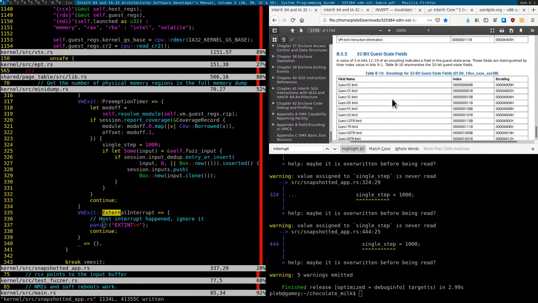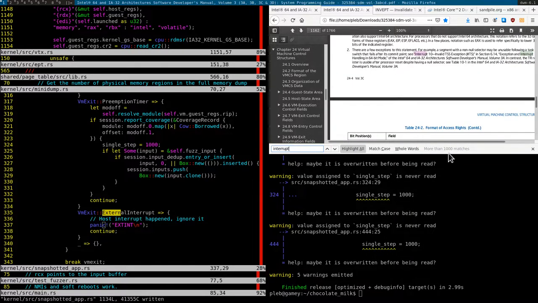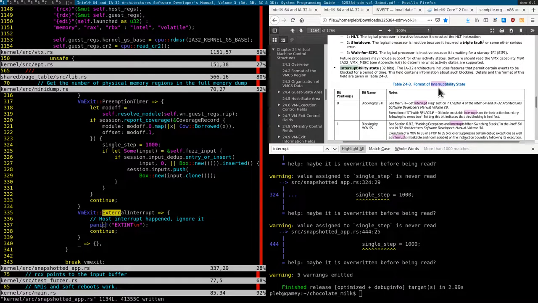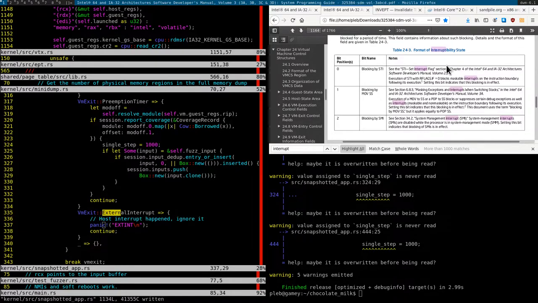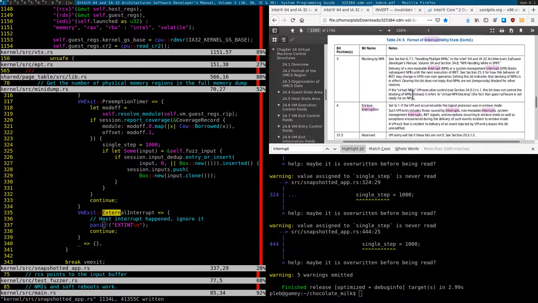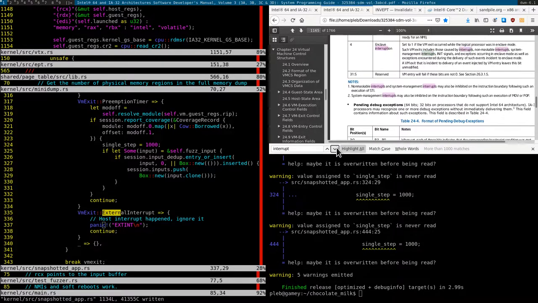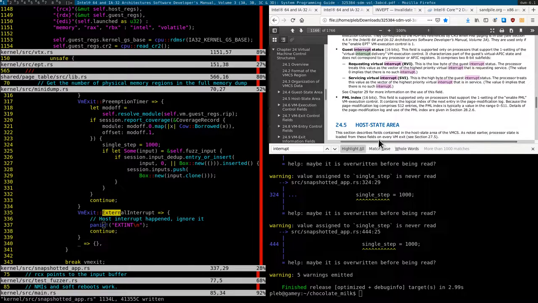So can I set the interruptibility state? Can I literally set it and say can't interrupt? Guest non-register state. Blocking by STI. Execution of STI with IF is 0 blocks maskable interrupts on the instruction boundary following its execution. Setting this bit indicates that the blocking is in effect. Blocking by MOV SS and blocking by SMI. Blocking by NMI. So how do I... How do I basically disable interrupts?